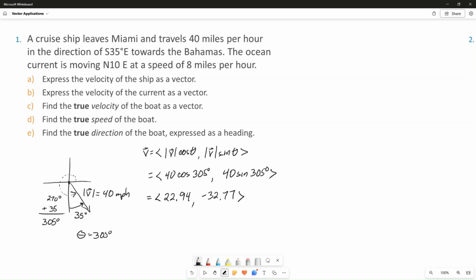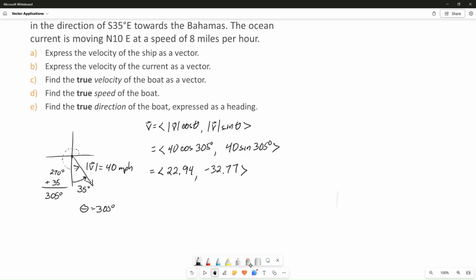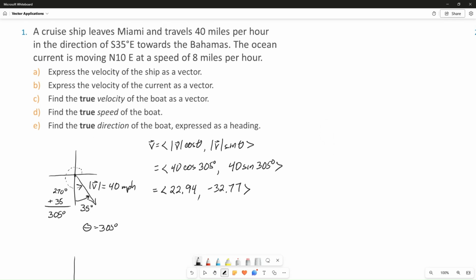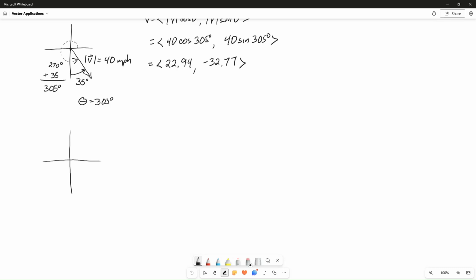Now we need to do the same thing for the wind. Sorry, for the ocean current. So let's draw the same picture here. This time we know that the ocean current is traveling north 10 degrees east. So north is the positive y-axis and 10 degrees east. So from the positive y-axis, we're going to rotate clockwise 10 degrees. That's north and that's east.